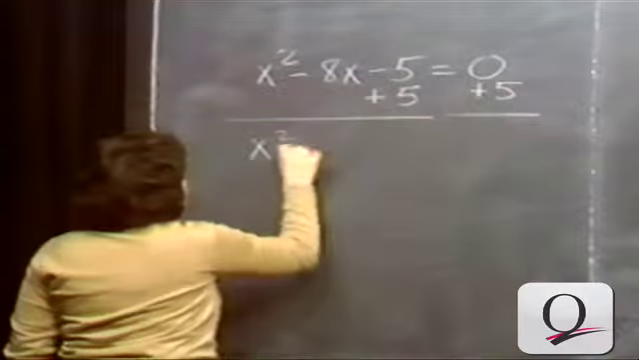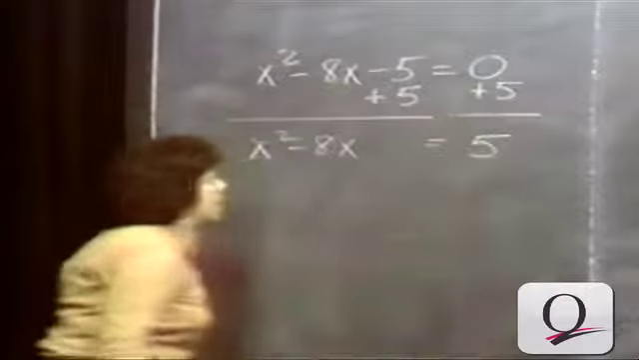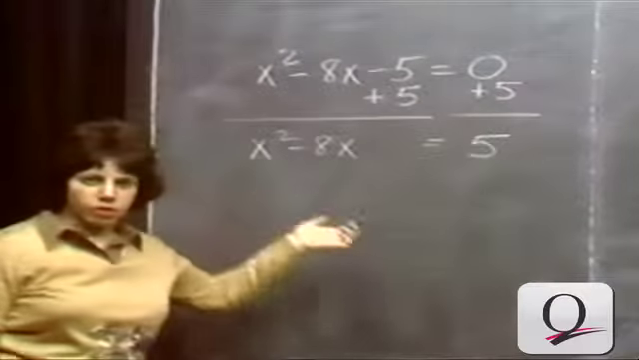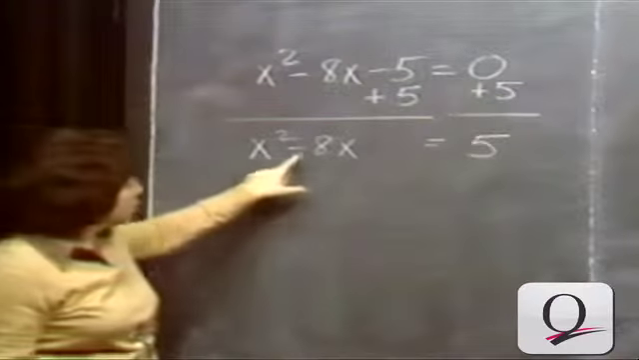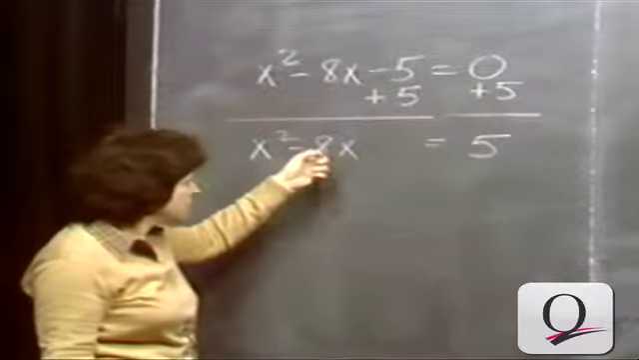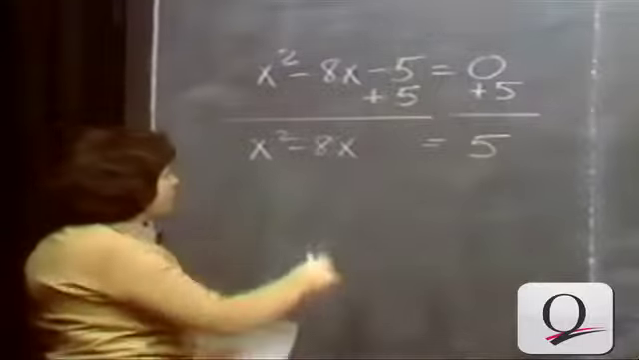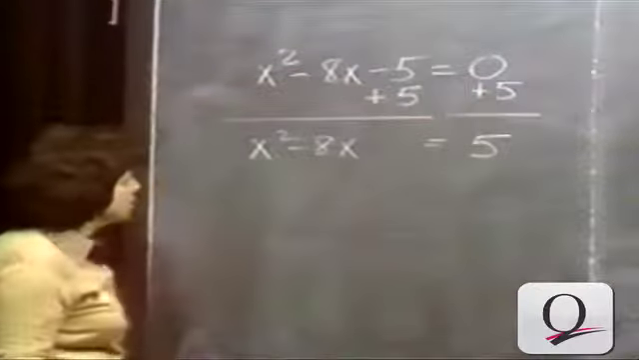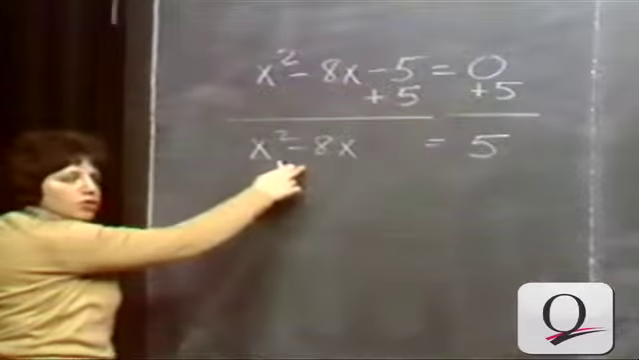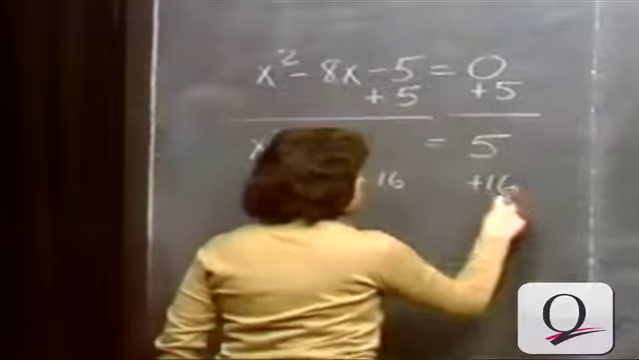x squared minus 8x is equal to 5. Okay, and as I mentioned, what we want is a perfect square on the left. For this to be a perfect square, we need half of this number squared added to both sides. Now, half of minus 8 is minus 4. Squared is 16. We add 16 to both sides.